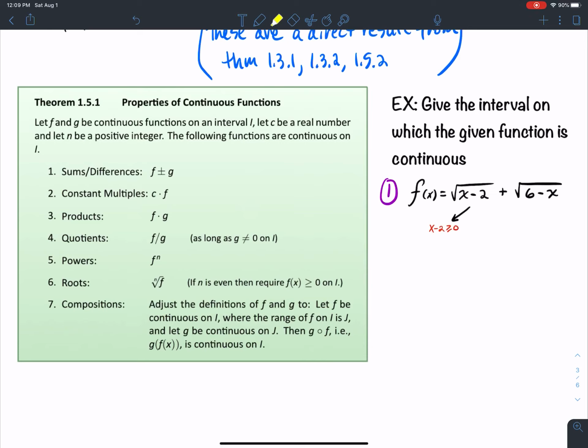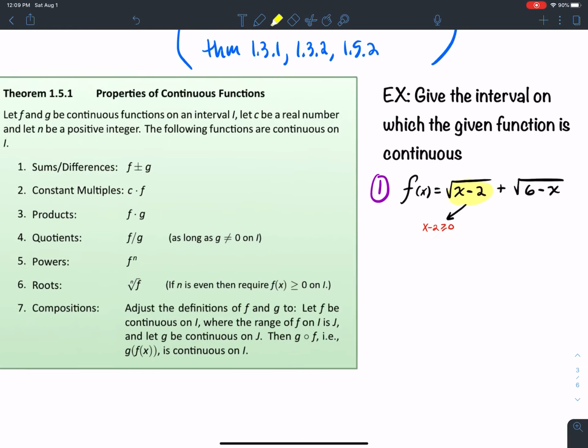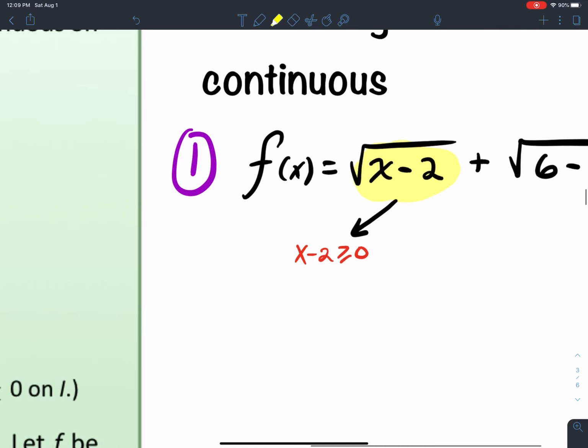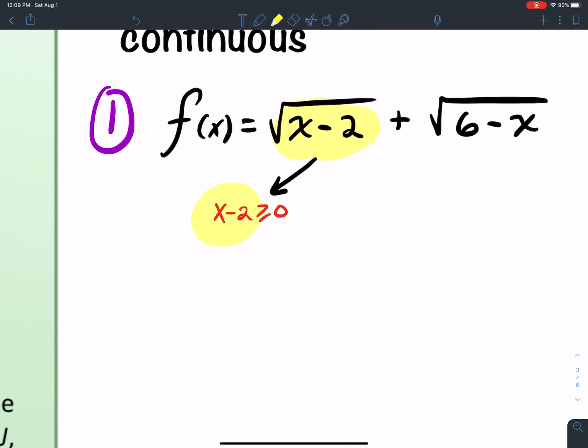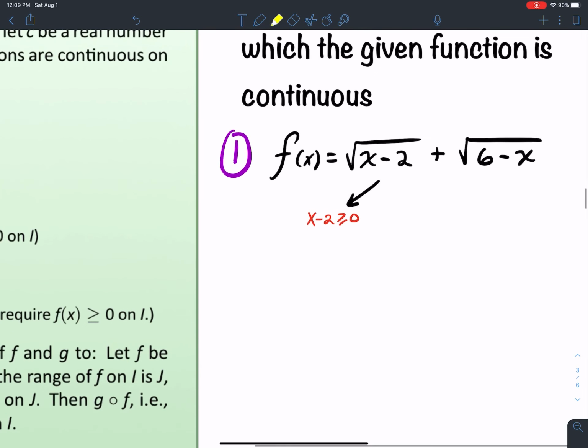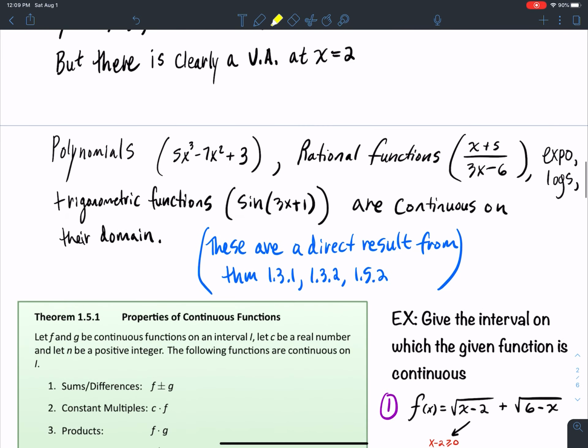So with this problem here, x minus 2, what do we know about a square root? Square root of whatever is inside here has to be greater than or equal to 0. So I set it to be greater than or equal to 0. That's how I find where its domain is. And when I get the domain, what do I know? I know that they're continuous on their domain.